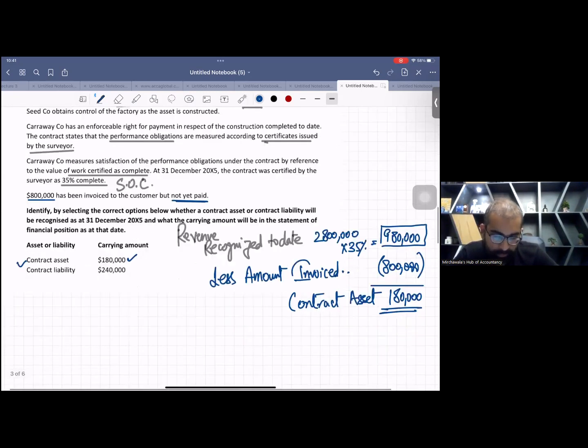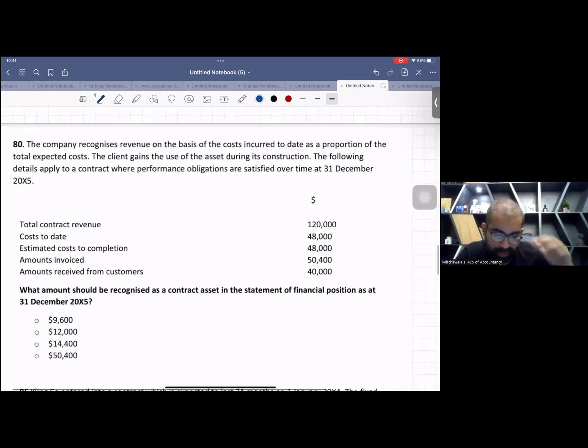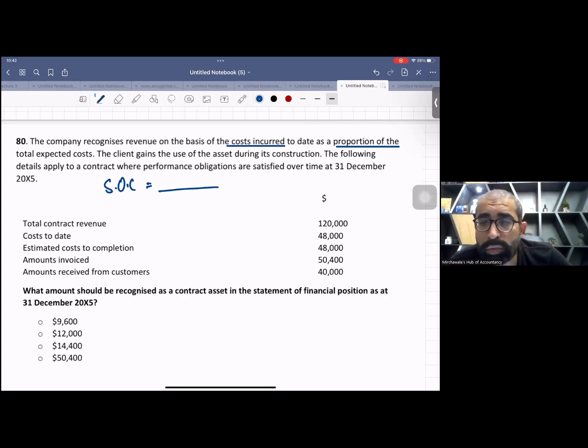Next, first question number 80. The company recognizes the revenue on the basis of cost incurred to date as a proportion of the total cost. That means the formula for stage of completion is cost incurred to date divided by total estimated cost. This is the input method. You have done this, you know the meaning of the input method.